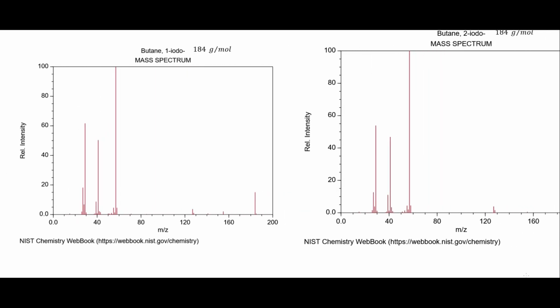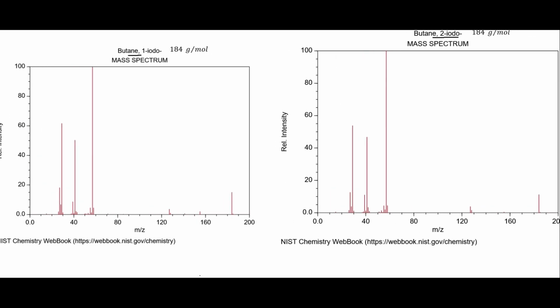So this is the 1-iodobutane spectrum right here. This is the 2-iodobutane spectrum right here. And the thing you could notice is that you really wouldn't be able to distinguish between those two molecules just based on the mass spectrum here. They are pretty much identical. And so if you guessed 1-iodo or 2-iodo on this, if I was grading your homework in a sophomore level organic chemistry class, I would call either one of those good.